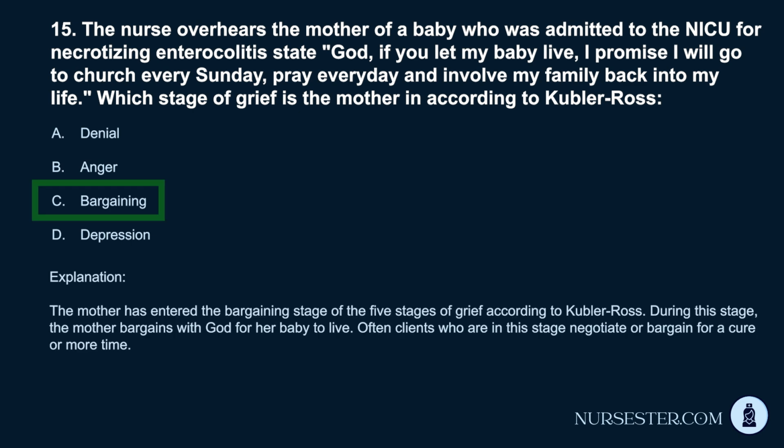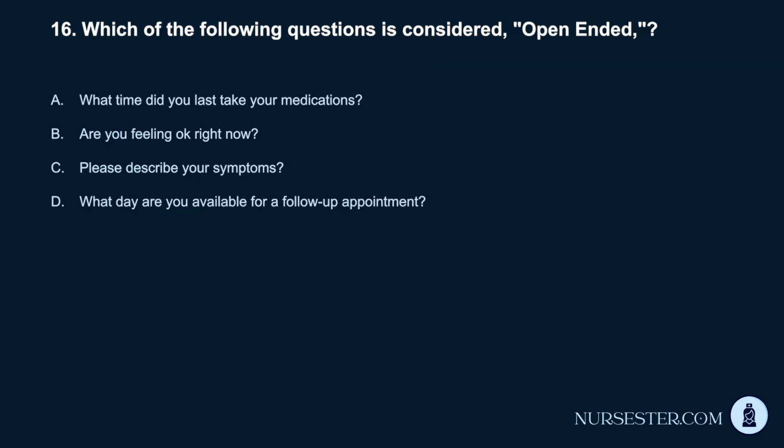Correct answer: C. Bargaining. The mother has entered the bargaining stage of the 5 stages of grief according to Kubler-Ross. During this stage, the mother bargains with God for her baby to live. Often clients who are in this stage negotiate or bargain for a cure or more time.